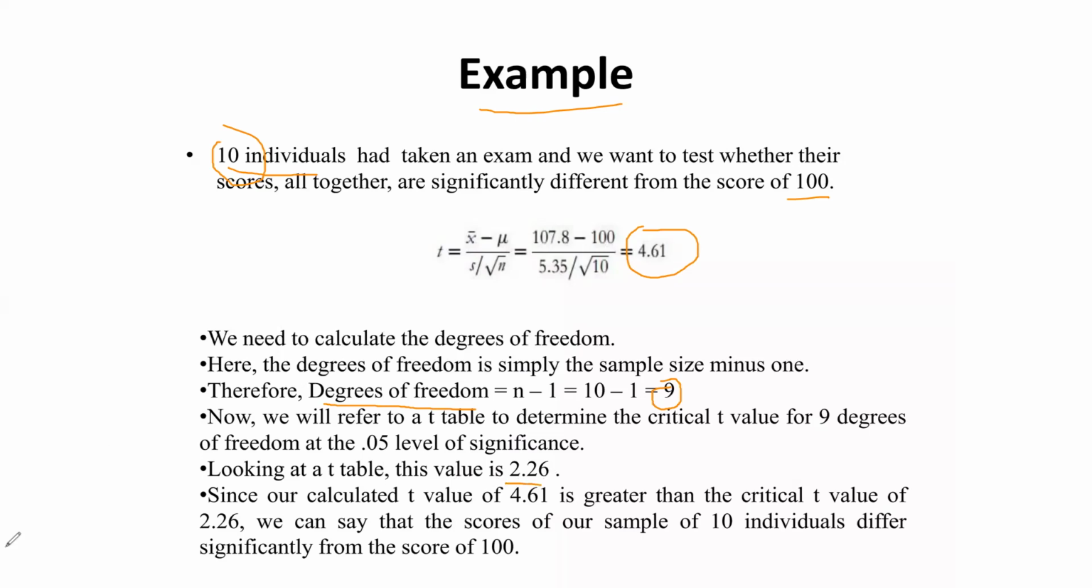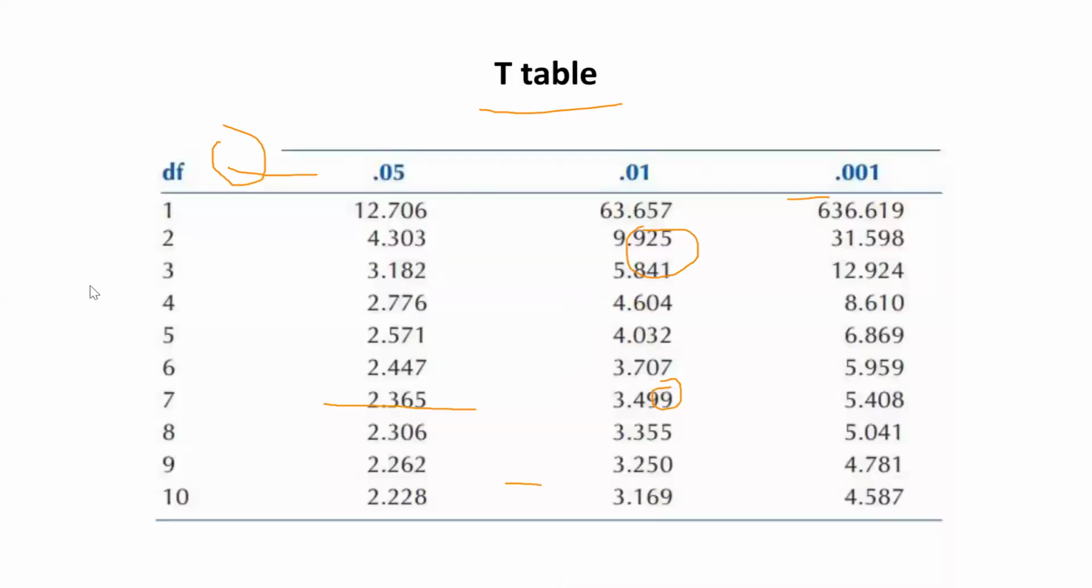So now let's go to the table and see. So this is our table. Where do we have 9? Look at it, we have our 9 here. And we have 0.05, 0.01, 0.001. So of course, for 0.05, this is 9, and 0.05. So we have 2.262, which is our critical t value.